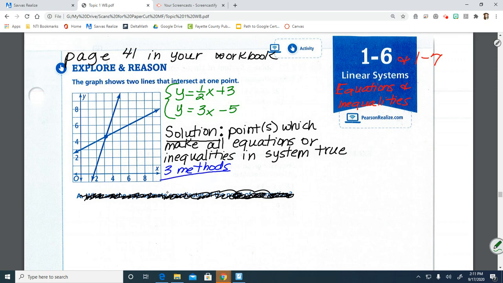Method one, which is traditionally taught first, is solving by graphing, which is why you see a picture of a graph here. When you're graphing a system of equations, you graph all the equations in the system, and then you look for the place where those graphs intersect. That would be the solution. And the solution gives me an x and a y value that when I substitute into each equation, I get true statements.